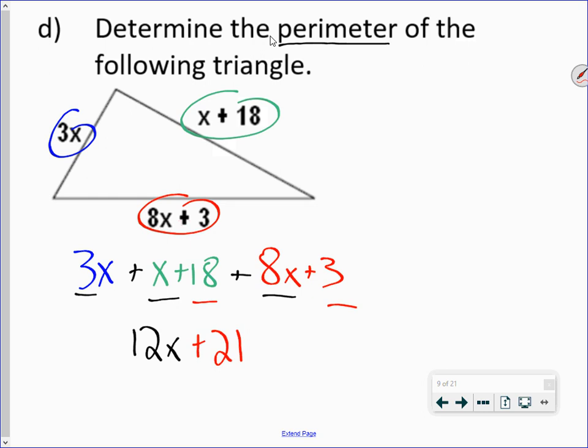Thank you. Sorry about the interruption from the announcements. 12x plus 21. Combine all the x's, combine all the constants.